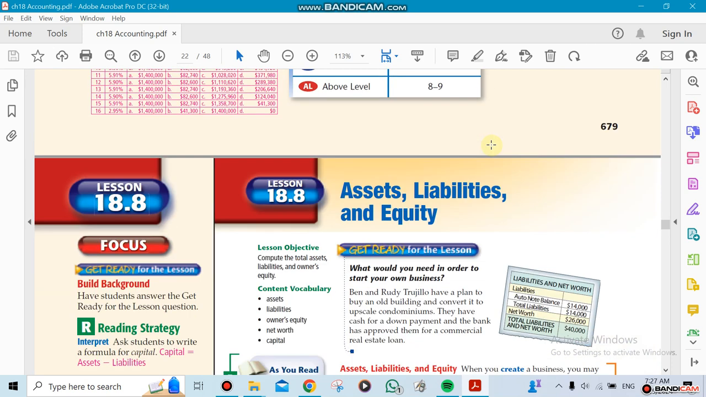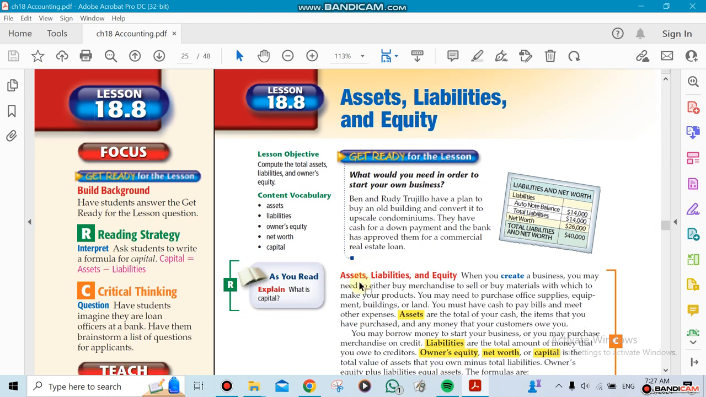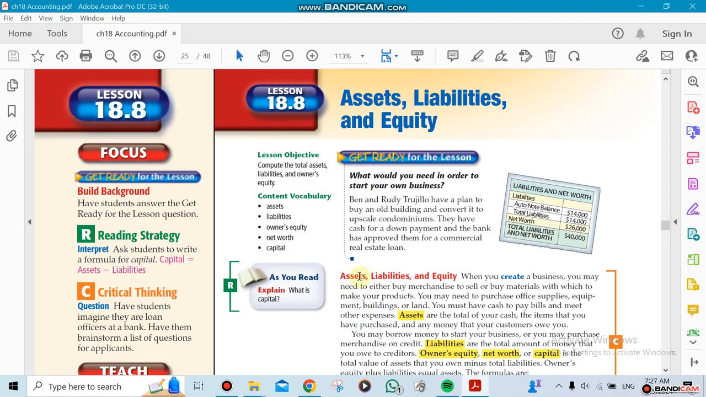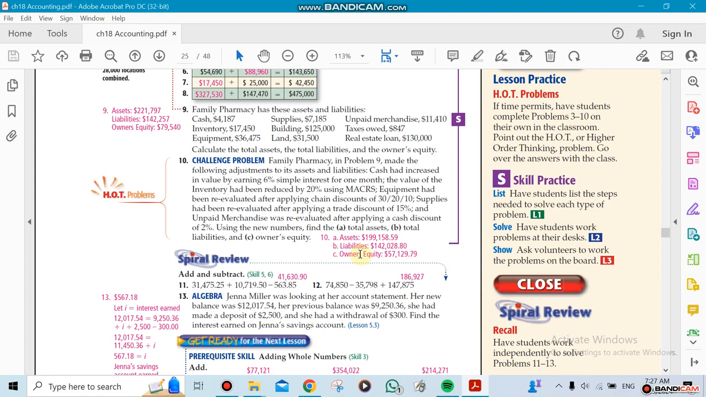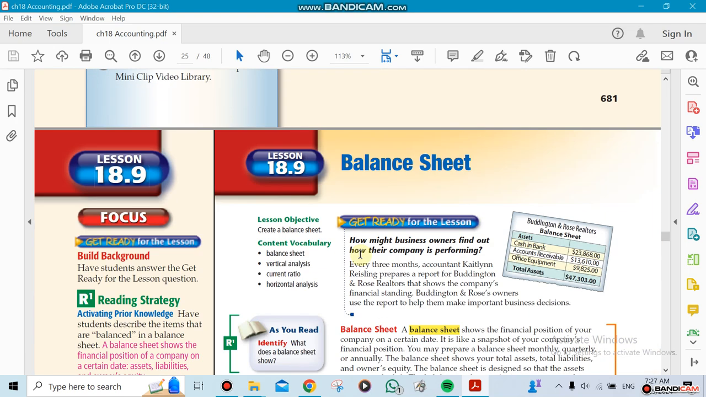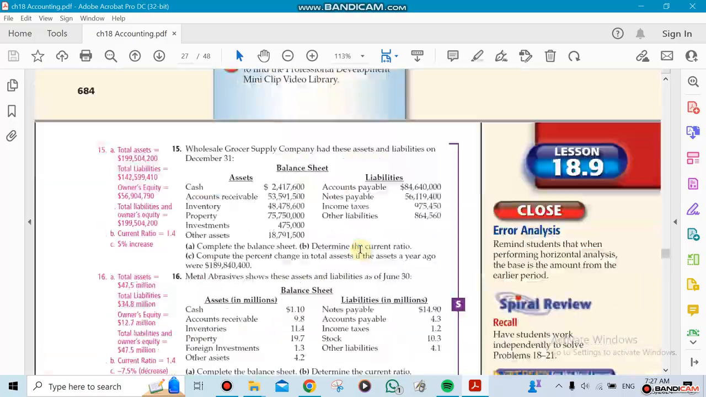Then you have assets, liability, and equity. That's one of the most important things in accounting. That's part of your accounting equation, by the way, where assets equal liability plus owner equity. Students who are taking it for the first time definitely don't know what it means, so we'll talk about it. The balance sheet is part of what we just mentioned.